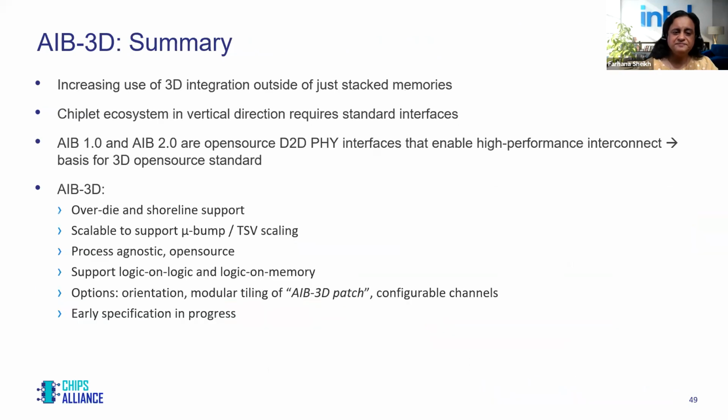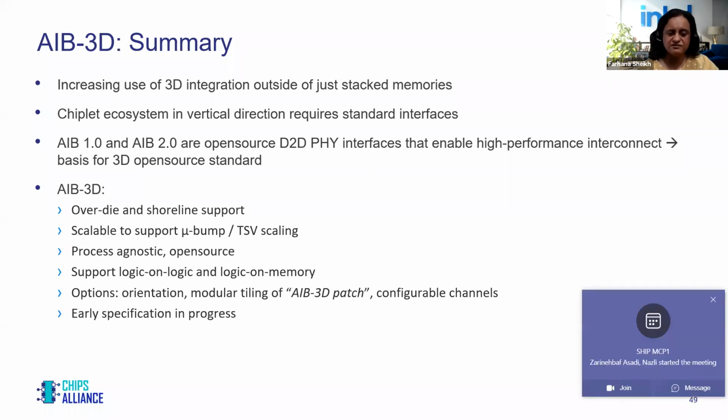Next slide, please. So in summary, we are starting to draft AIB 3D, and we are seeing increasing use of 3D integration outside of just stacked memories. For the chiplet ecosystem, we want to increase it in the vertical direction. It does require these standard interfaces. We want to leverage as much as we can from our previous work on AIB 1.0 and 2.0 and make sure that the AIB 3D standard is also open sourced and flexible across process. So it is what we call a soft macro.